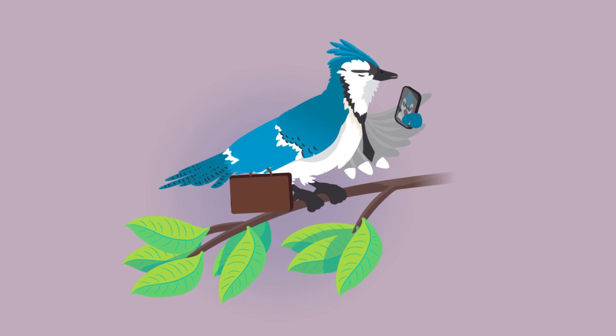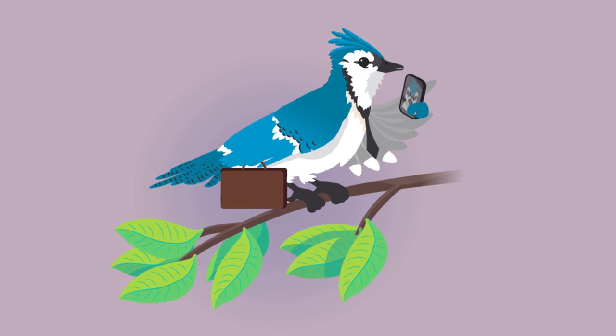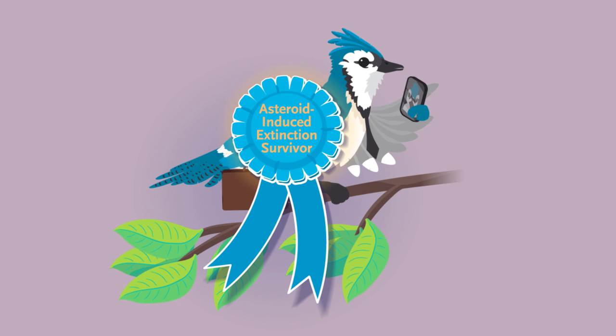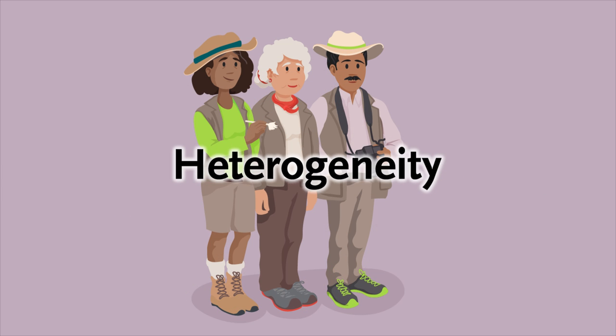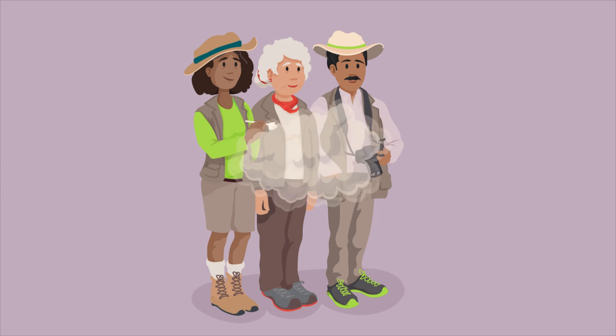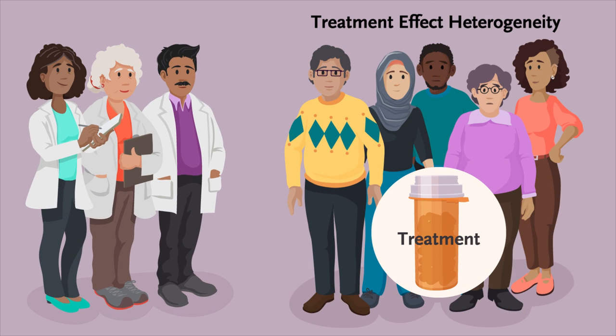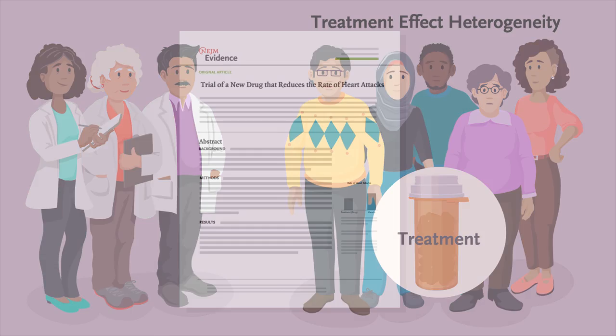Turns out, dinosaurs were a heterogeneous lot, and the small-beaked varieties were less susceptible to asteroid-induced extinction than their larger, unbeaked counterparts. Heterogeneity, it turns out, is not just of interest to paleontologists. Differences in the effectiveness of treatments across participants in a clinical trial, referred to as treatment effect heterogeneity, is vital to understanding how to apply the results of clinical trials to clinical practice.